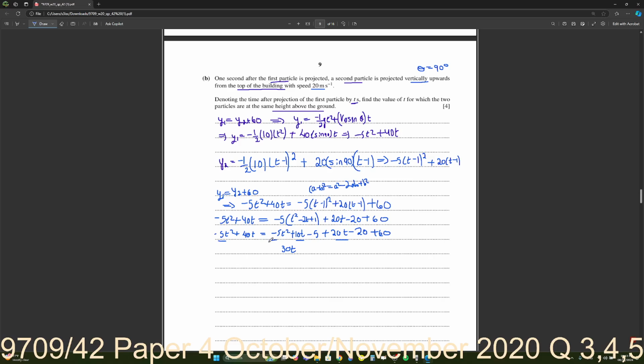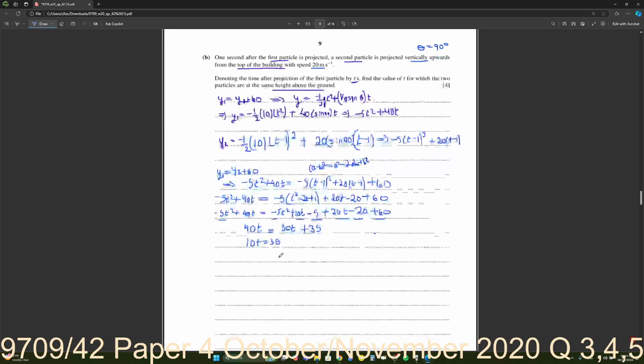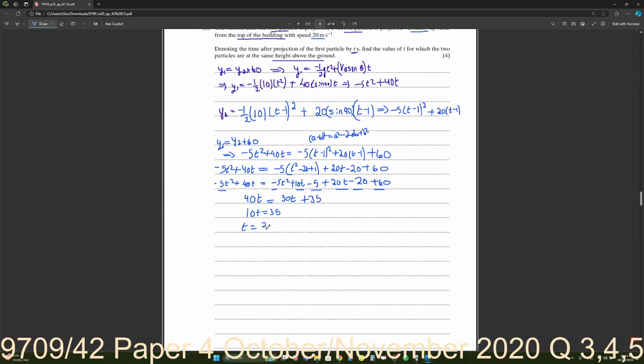Minus 5 minus 20 is minus 25. Minus 25 plus 60 is plus 35. So underline them to know you're done with them. Equals, remember we cancelled minus 5t squared on both sides, 40t. So you're going to take t to the other side. You get 10t is equal to 35. Therefore, t is equal to 35 over 10, which is 3.5.